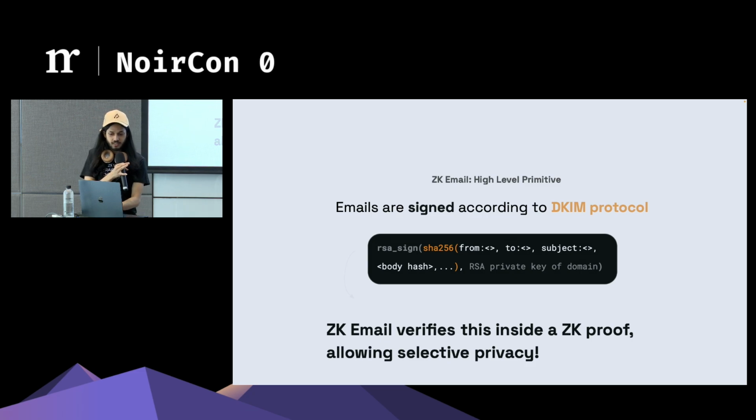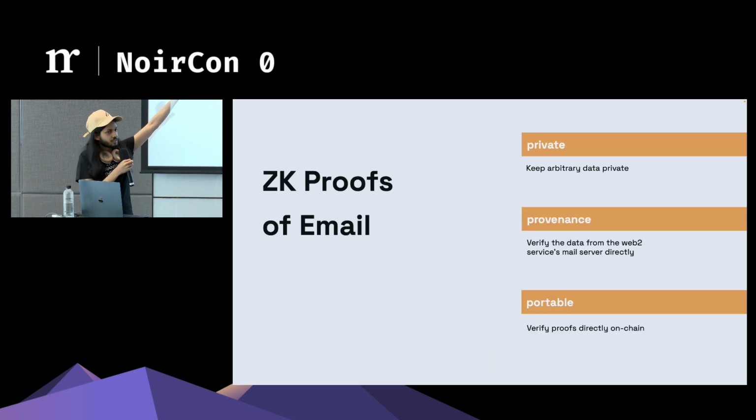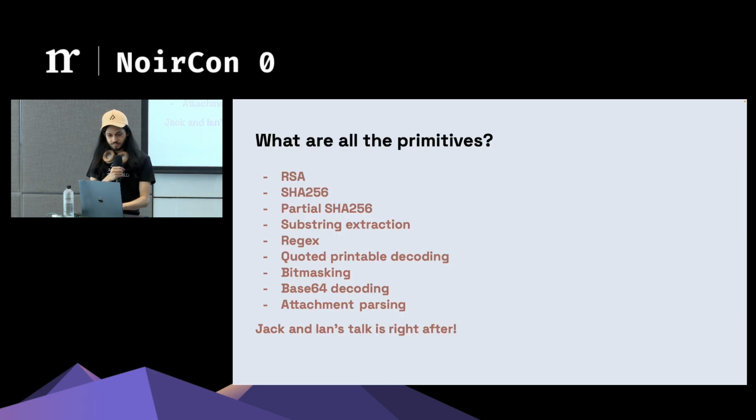This means you can get totally selective privacy. You can say, we're going to reveal only what we want to reveal. You have full provenance of the sender. So you prove, hey, this email was sent by Venmo.com, and there's a signature from Venmo.com. And so you're not trusting any third-party notaries, proxies, whatever. And the final thing is it's portable. You can verify all these proofs directly on chain.